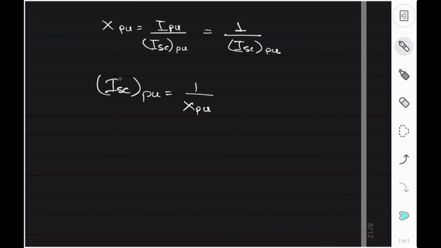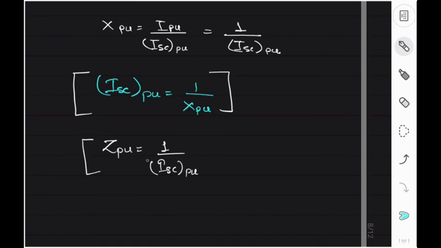Okay, so this is the most important result for the calculation of short circuit current. This is the most important formula for calculation, right? In the same way, if you calculate per unit impedance, this will be the same as 1 divided by short circuit current in per unit. Okay, instead of the reactance value, you can use per unit impedance also.